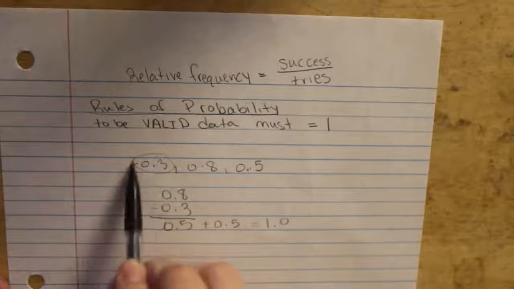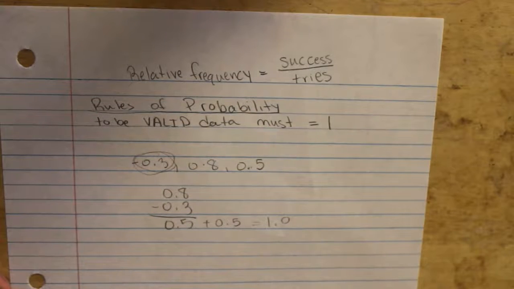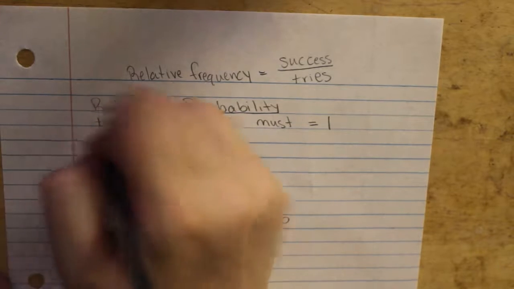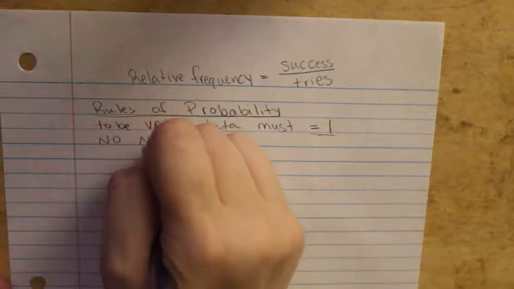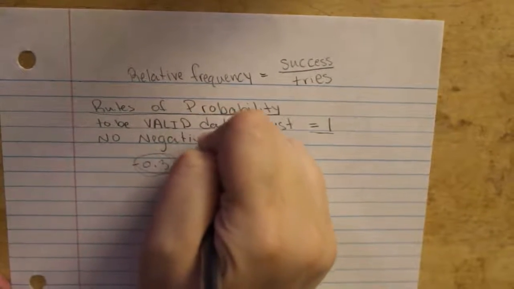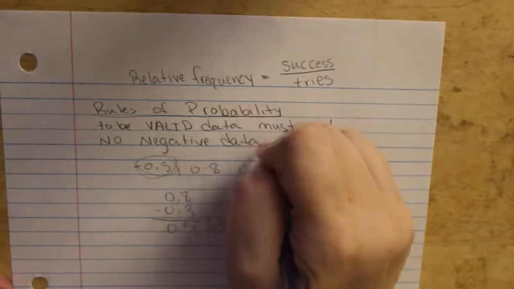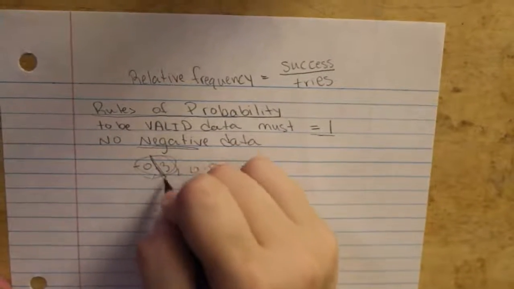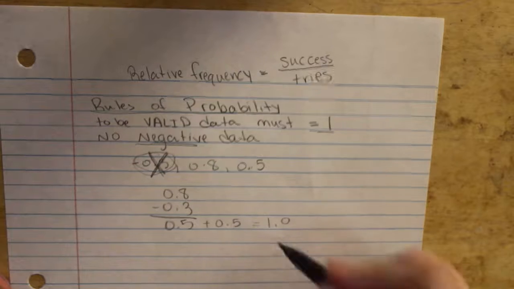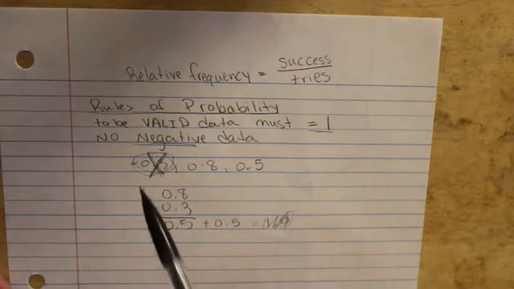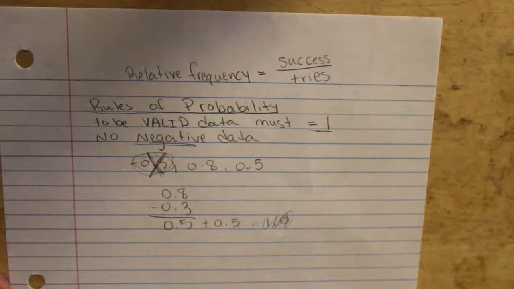However, that doesn't work. Guess what? You can't have a possibility of something happening being less than it not happening. You can't have negative probabilities. So it has to equal 1, and there can be no negative data. Okay? You can't have negatives. This is a big no. So one of the quick ways of doing this is look over it. If there are negatives, it's automatically not valid. So it doesn't matter that it equals 1. If it has a negative in it, it's automatically not valid.